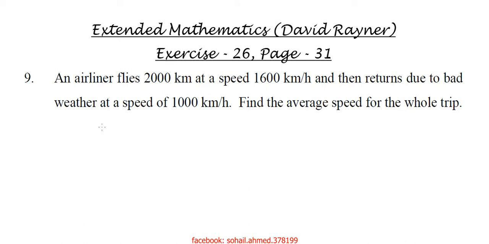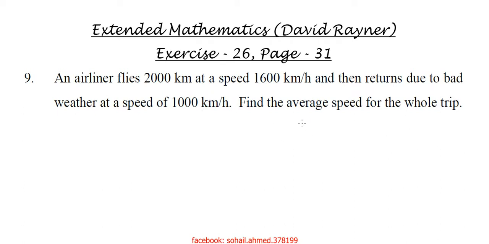Question number 9. An airliner flies 2000 km at a speed of 1600 km per hour and then returns due to bad weather at a speed of 1000 km per hour. Due to bad weather, its speed reduces. Find the average speed for the whole trip.